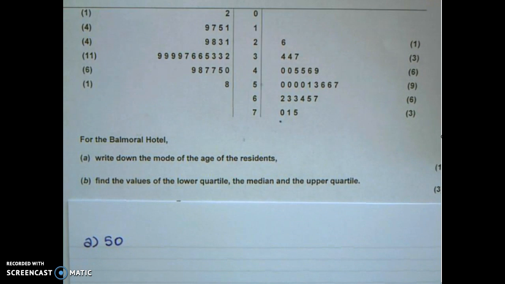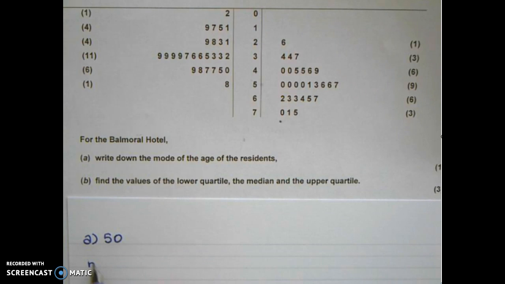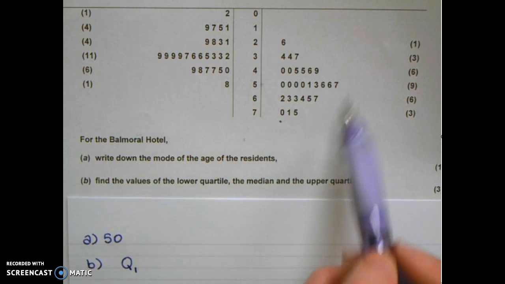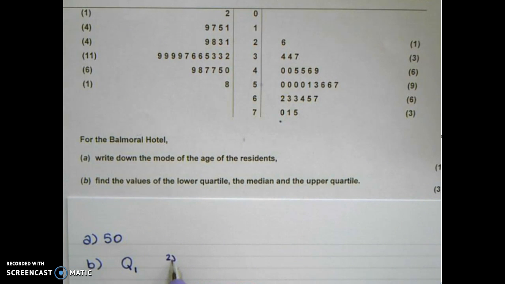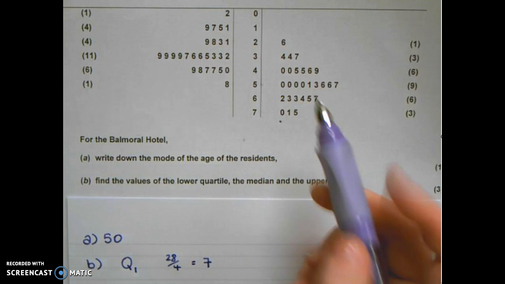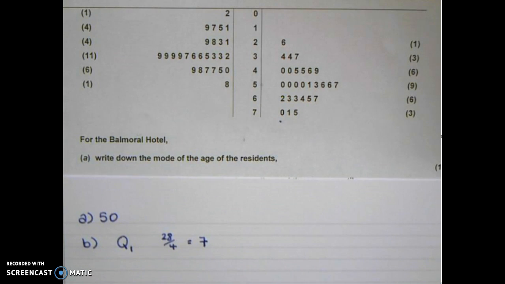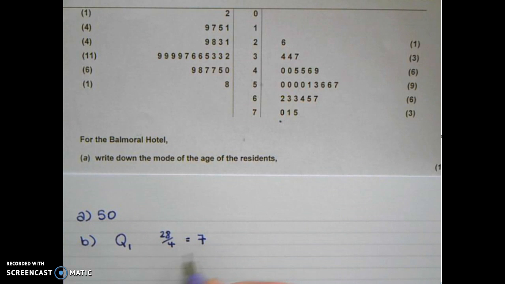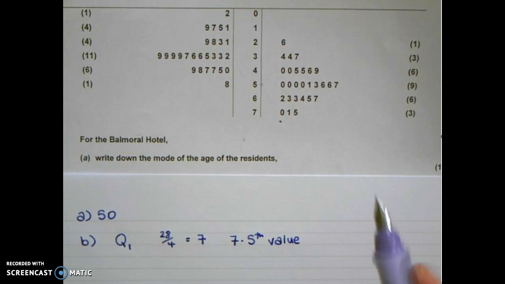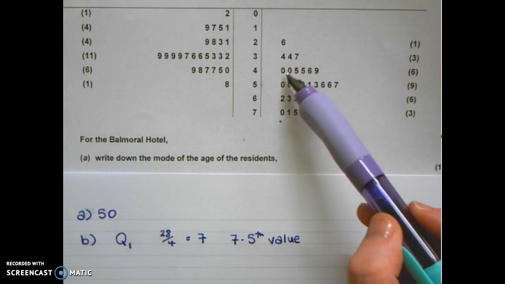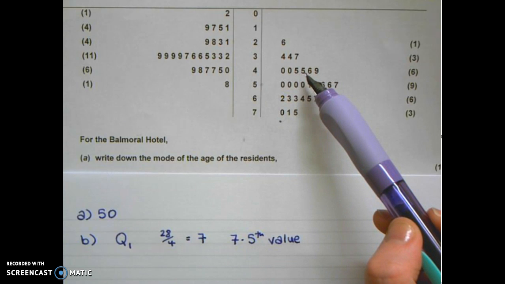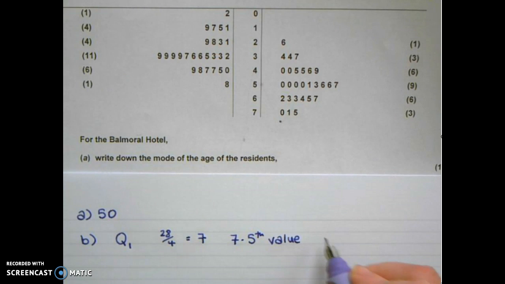Part B, find the values of the lower quartile, median and upper quartile. If we start with the lower quartile, Q1: if we count all of the people, there are 28 altogether. So I'm going to do 28 divided by 4, which gives me 7. Now, if this was continuous data, we'd find the 7th value. This is discrete data, so remember, we have to use that correction. So we're going to find the 7.5th value, in between the 7th and the 8th value. All you're going to do is count 1, 2, 3, 4, 5, 6. The 7th value is 45, the 8th value is 45, so the 7.5th value is also 45. So Q1 is 45.